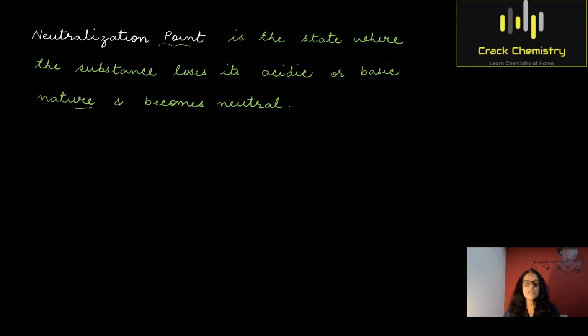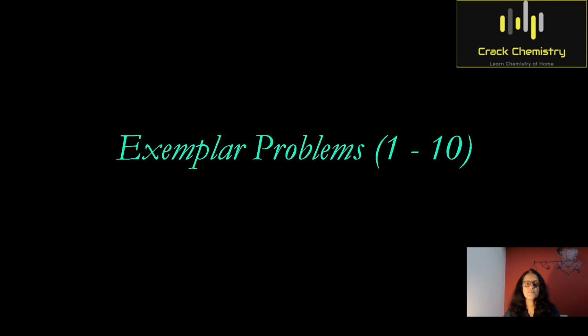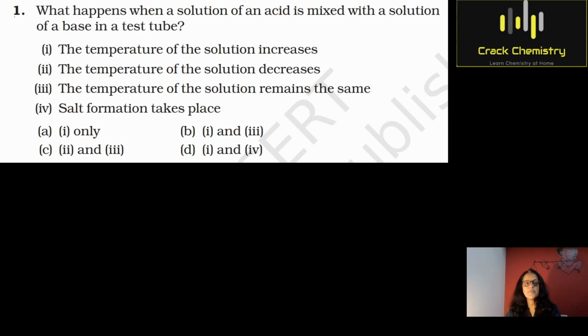Students, after discussing NCERT problem number 14, I am going to discuss first 10 exemplar problems. First exemplar problem is that what happens when a solution of an acid is mixed with a solution of base in a test tube. So just now we have learned about neutralization reaction. So you know that when an acid and base mix together, neutralization reaction will take place. And this neutralization reaction is an exothermic reaction. Being an exothermic reaction, the temperature of the solution will increase. So this point I am writing here. Neutralization reaction is an exothermic reaction.